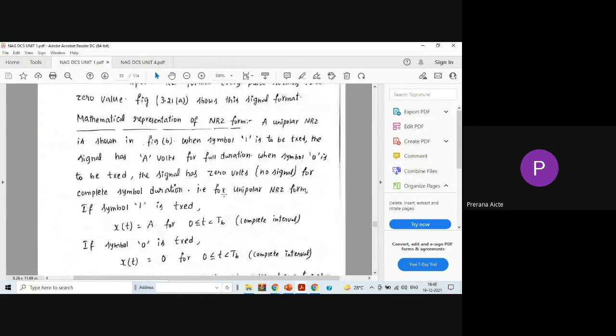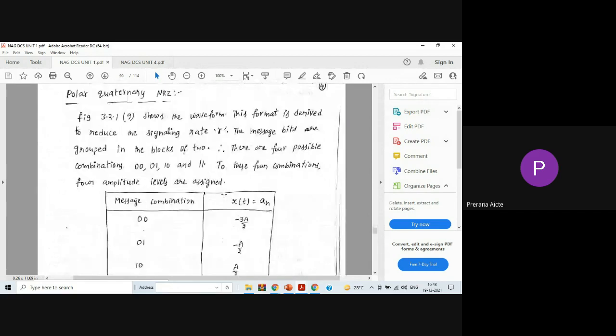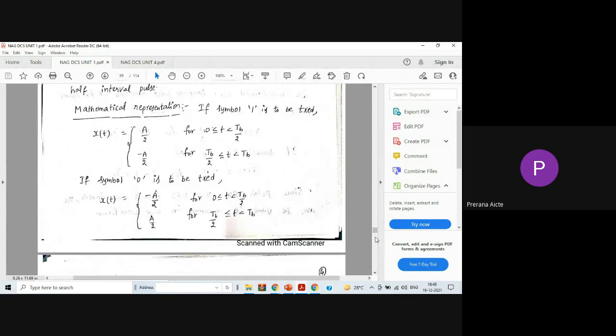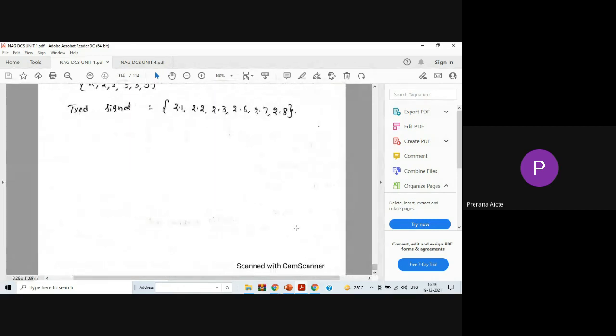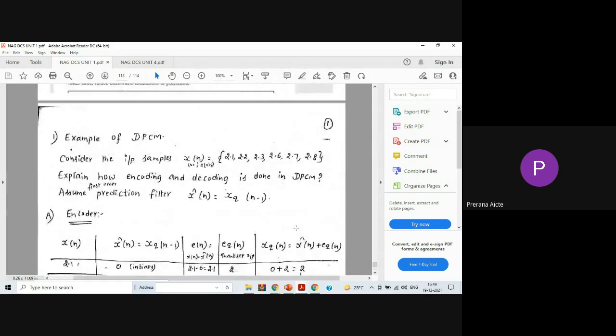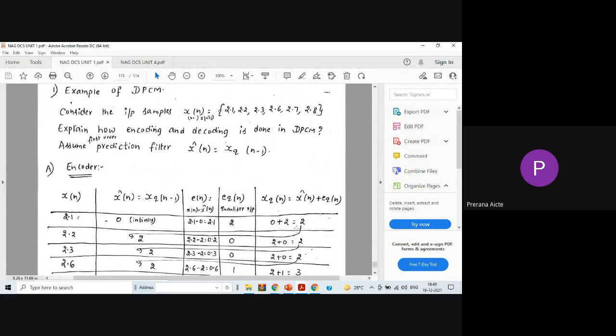Now we see a small problem related to DPCM. We'll do one problem with respect to DPCM. Here is an example of differential pulse code modulation. Consider the input samples, x(nTs) or x(n). Those samples are 2.1, 2.2, 2.3, 2.6, 2.7, 2.8. We need to explain how encoding and decoding is done in DPCM.